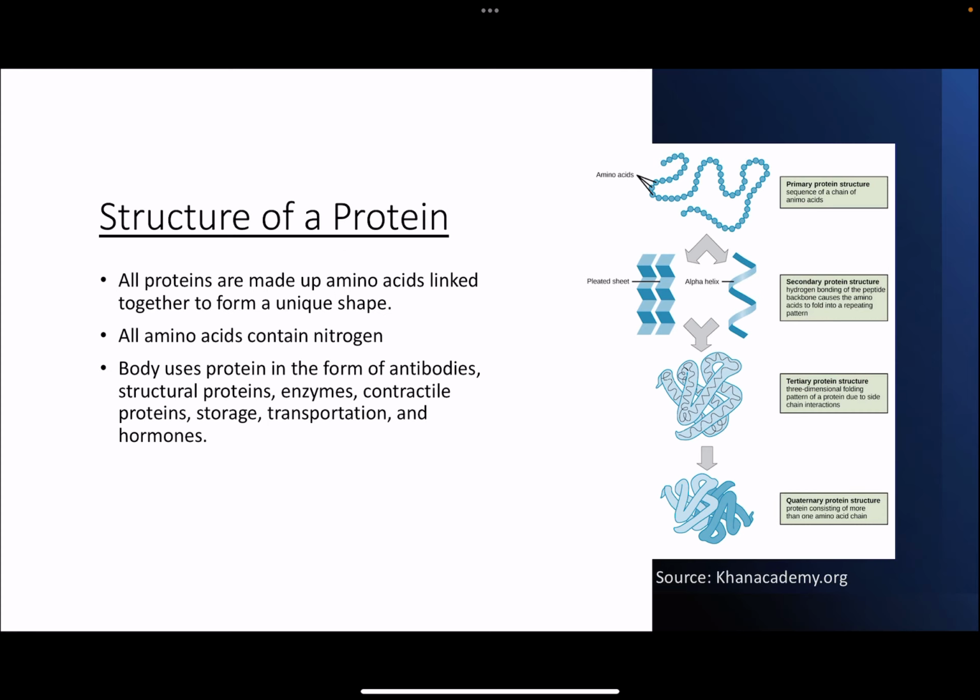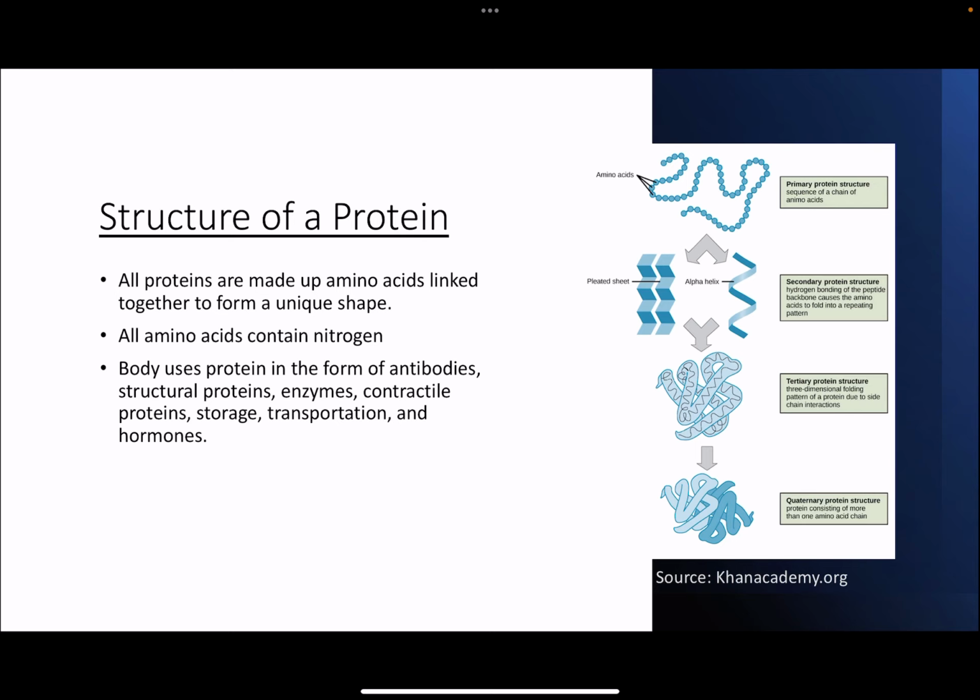The structures of protein. As mentioned, all proteins are built up by amino acids. Amino acids link together to form different shapes and levels of structure. These forms are very important to the role of protein, and if a protein is denatured or changed in shape in any way, it can no longer function. All amino acids contain nitrogen, which is very unlike the other 2 macronutrients.